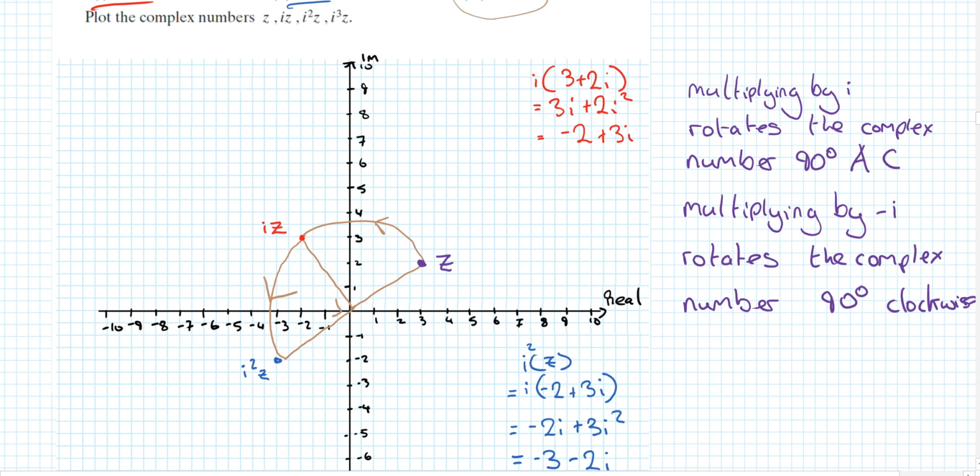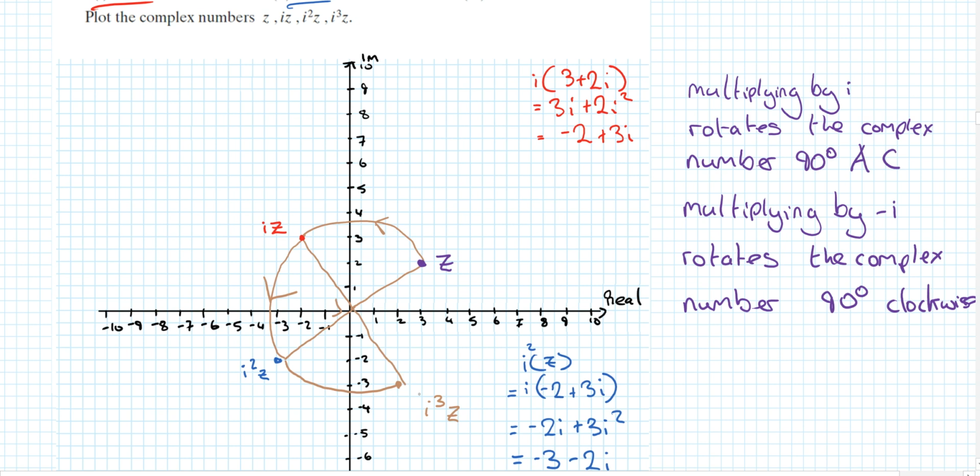Take a wild guess what's going to happen here. It'll just be rotated again 90° anti-clockwise. So it was minus 3 minus 2i. It's going to be 2 minus 3i, I think, is the last point. That's i cubed z. It'll bring us around to there. I'll draw it in a bit more of a curve down to here.